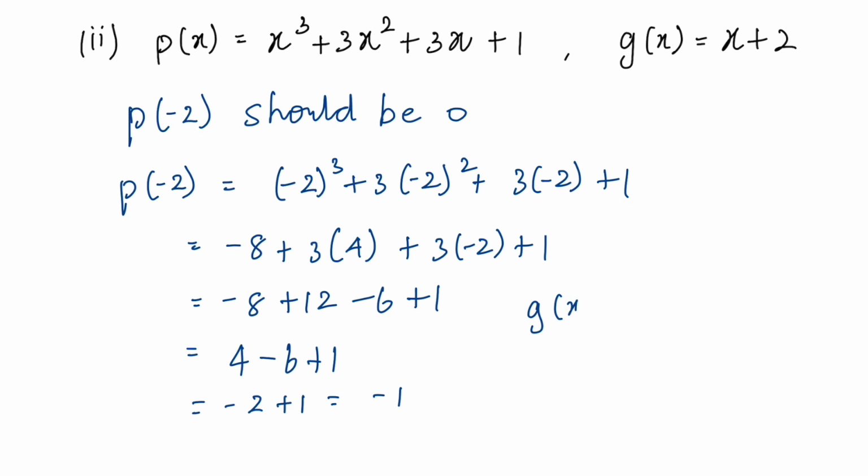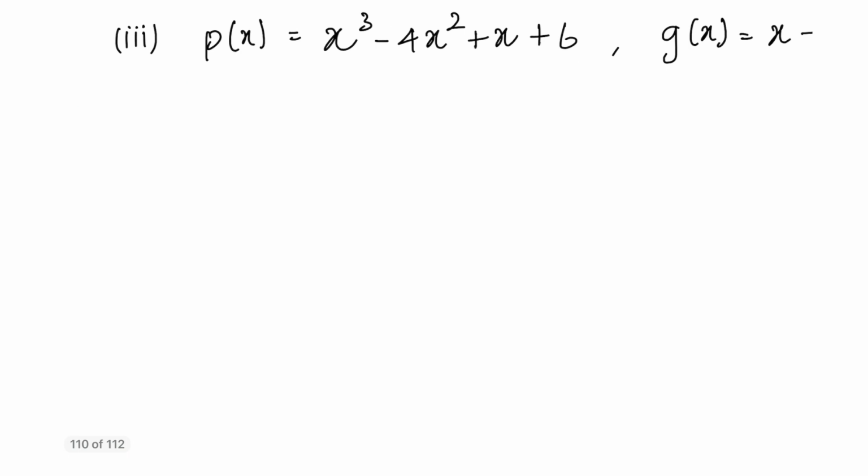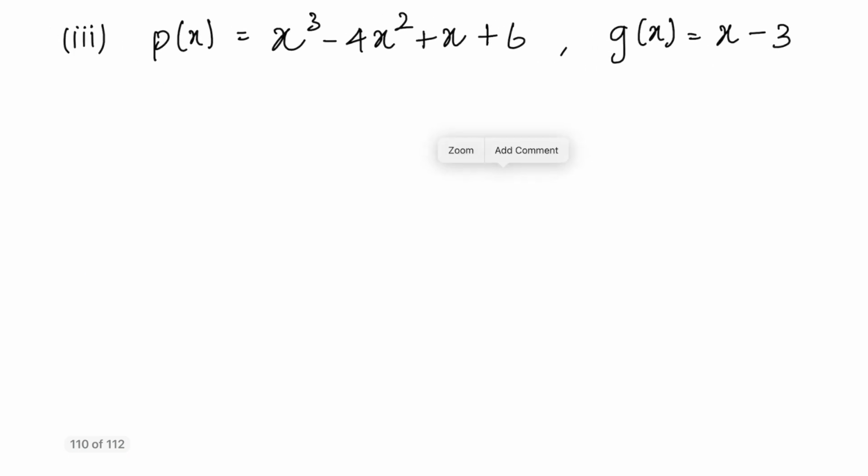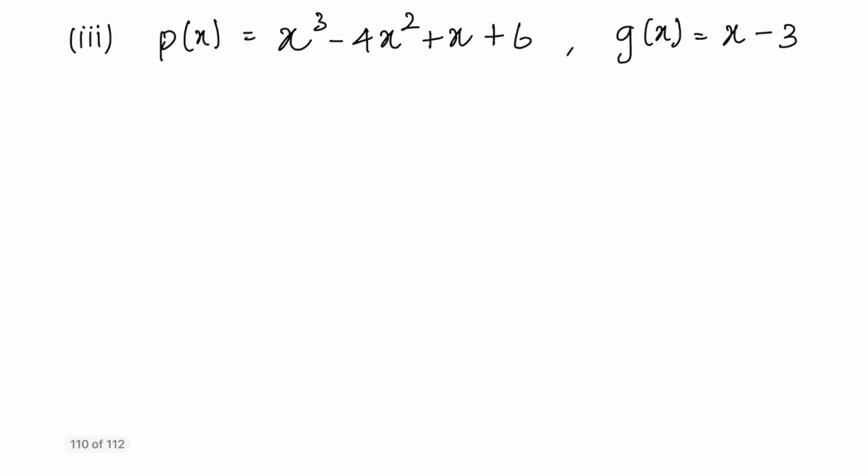So g of x is not a factor of p of x. Okay, done. The process is very similar. It's the same process basically, right? Moving on to the next subdivision of this question. P of x is equal to x cubed minus 4x squared plus x plus 6, and g of x is equal to x minus 3. Again, by using the factor theorem, if g of x were to be a factor of p of x, then p of 3 should be 0.